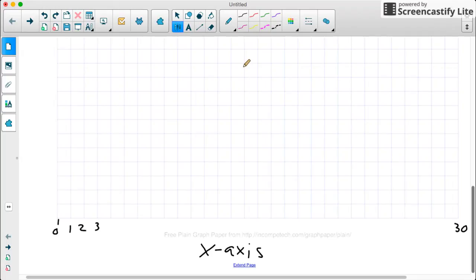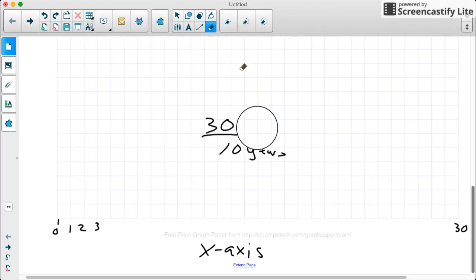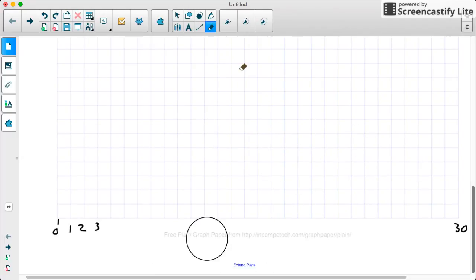So here's what we can do. If we have 30 lines, and it's going to work out quite well for this one, we have 10 years to deal with. 30 divided by 10, basically it's 3 lines per year will be our scale. So let's go ahead and get that set up. So every 3 lines is a year.